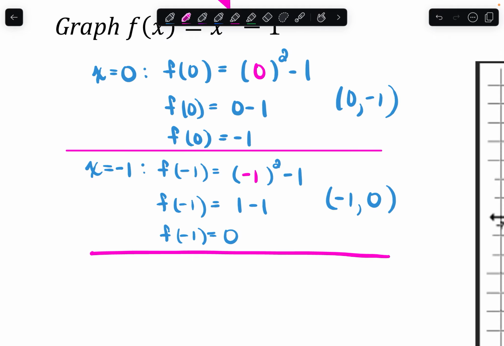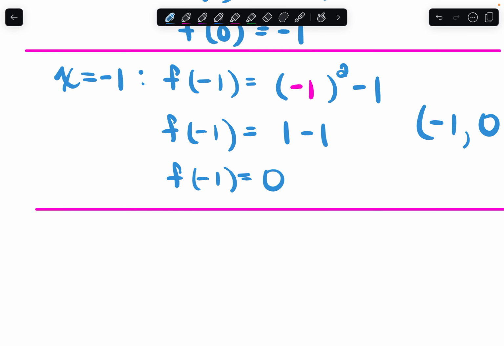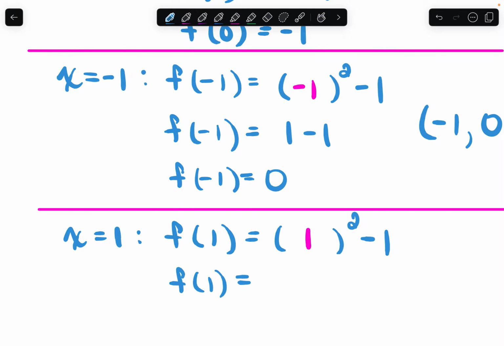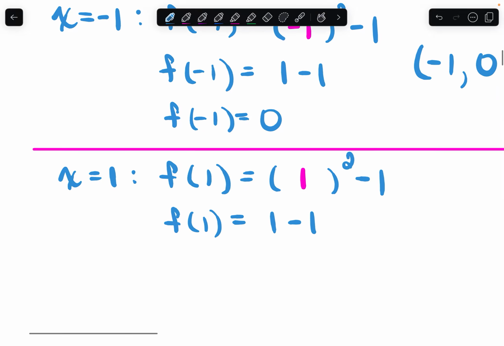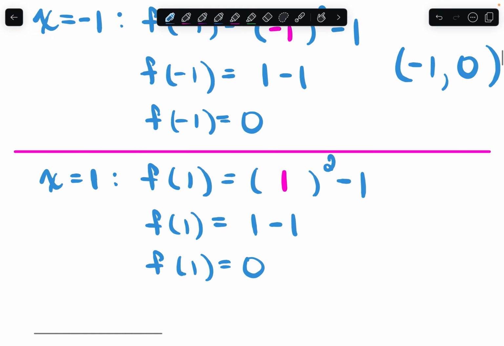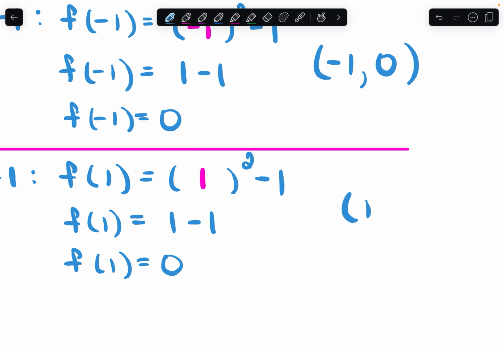All right, my third point. We went to the left of 0. Now we want to go to the right of 0. I'm going to go to 1. All right, f of 1. Get my template, x squared minus 1, this time subbing in positive 1. All right, 1 squared is 1. And then 1 minus 1 is 0. So my third point, x comma y, is going to be 1 comma 0.